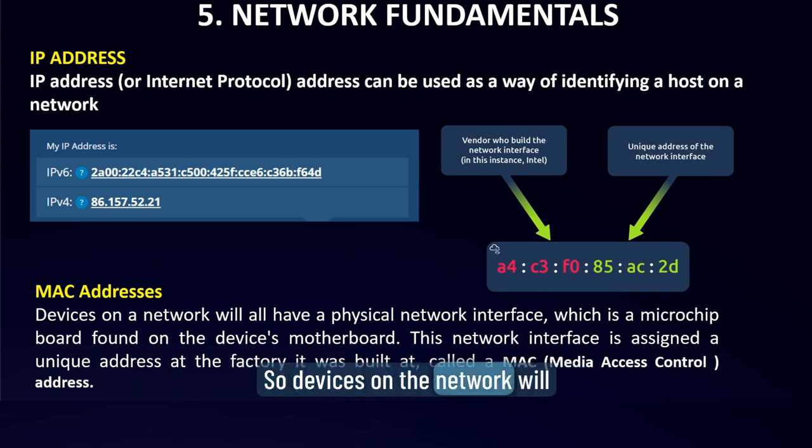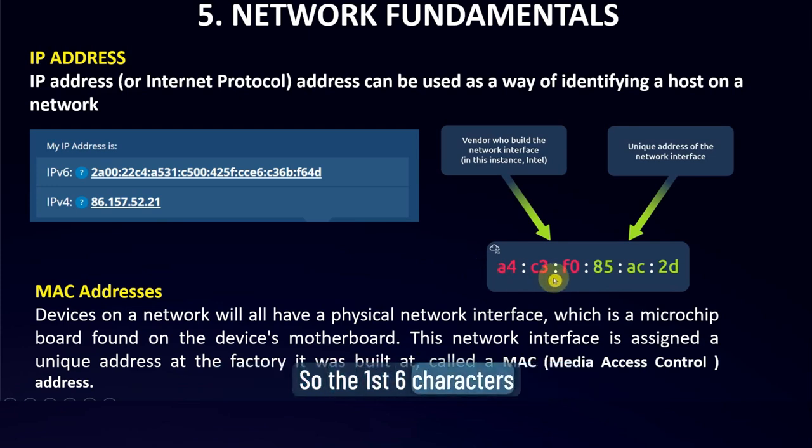Devices on the network will have a physical network interface. It is a microchip board found on the device motherboard. This network interface is assigned a unique address at the factory. It is called the MAC address. The full form is Media Access Control. So this is an example of a MAC address.